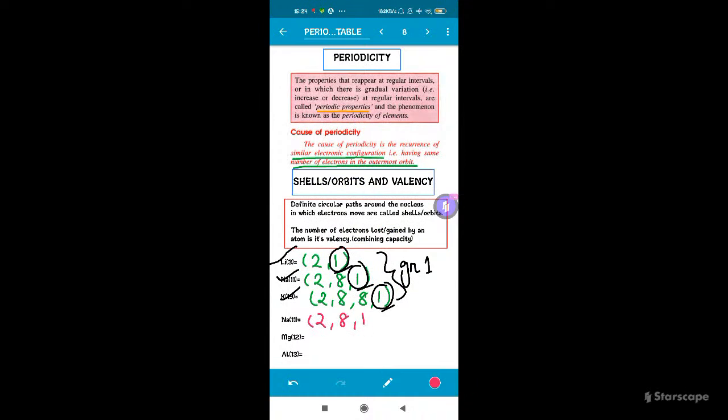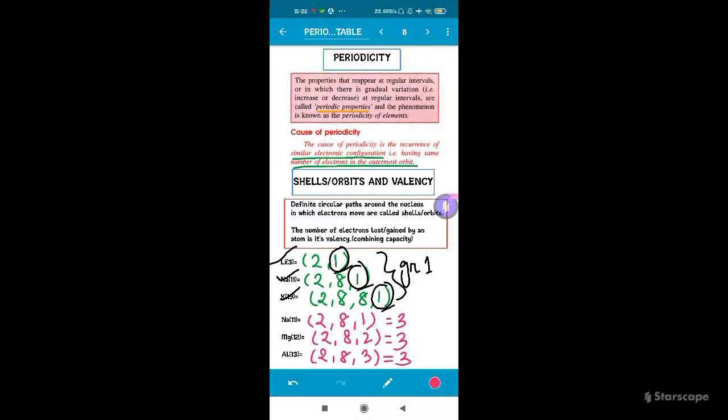281, 282 and 283. The outermost shells have different electrons. That means they do not belong to the same group. But what do we see? They have the same number of shells. Sodium has 3 shells, magnesium has 3 shells, and aluminium also has 3 shells.